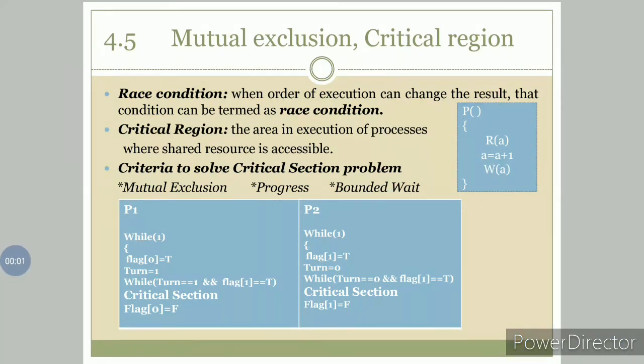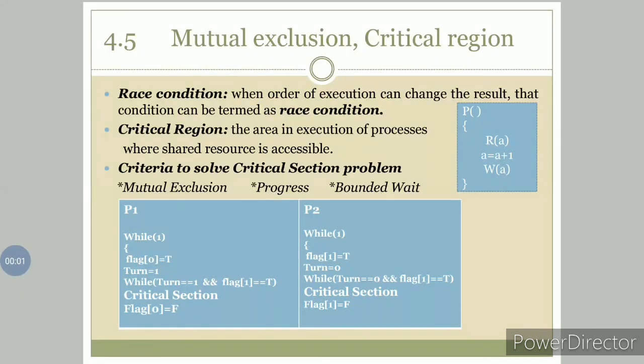Now next is the critical region, the area in the execution of a process where a shared resource is accessible. We have already learned what a shareable resource is. A program might have some section of code which is shared by all the processes. That particular area used by all the processes, where the shareable resource is accessed, is known as the critical region.